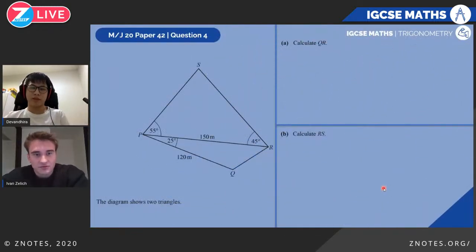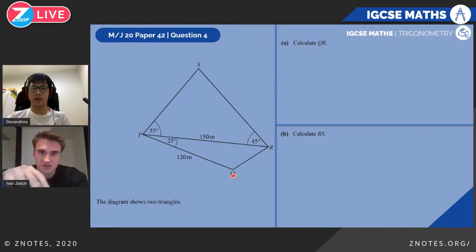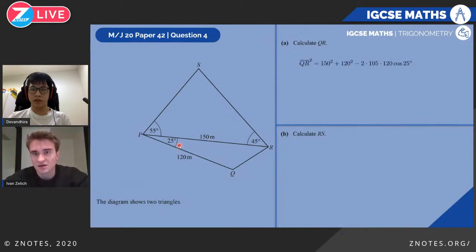Okay, so we have two triangles here, and we have to calculate some lengths. Trig will be our friend here, of course. We have to calculate QR first. What I do when I look at this is look at what we have. So I need QR. I have two sides and an angle between them. It's going to be the cosine law.